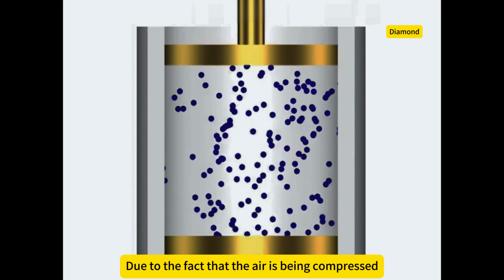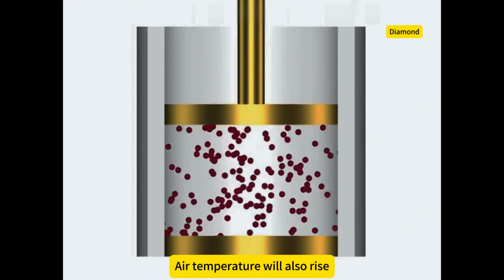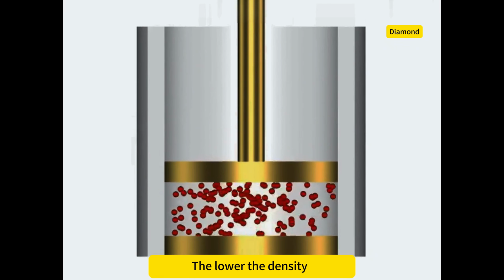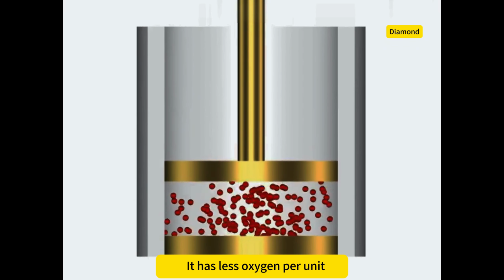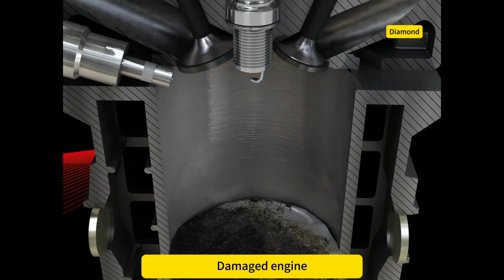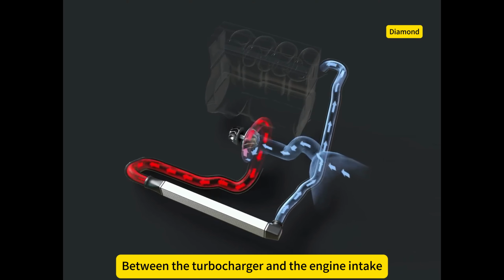Due to the fact that the air is being compressed, collisions between gas molecules increase in both frequency and intensity. Air temperature will also rise. Hot air is less dense than cold air. The lower the density, the less oxygen per unit. After high temperature air enters the engine, knock and other problems can damage the engine.